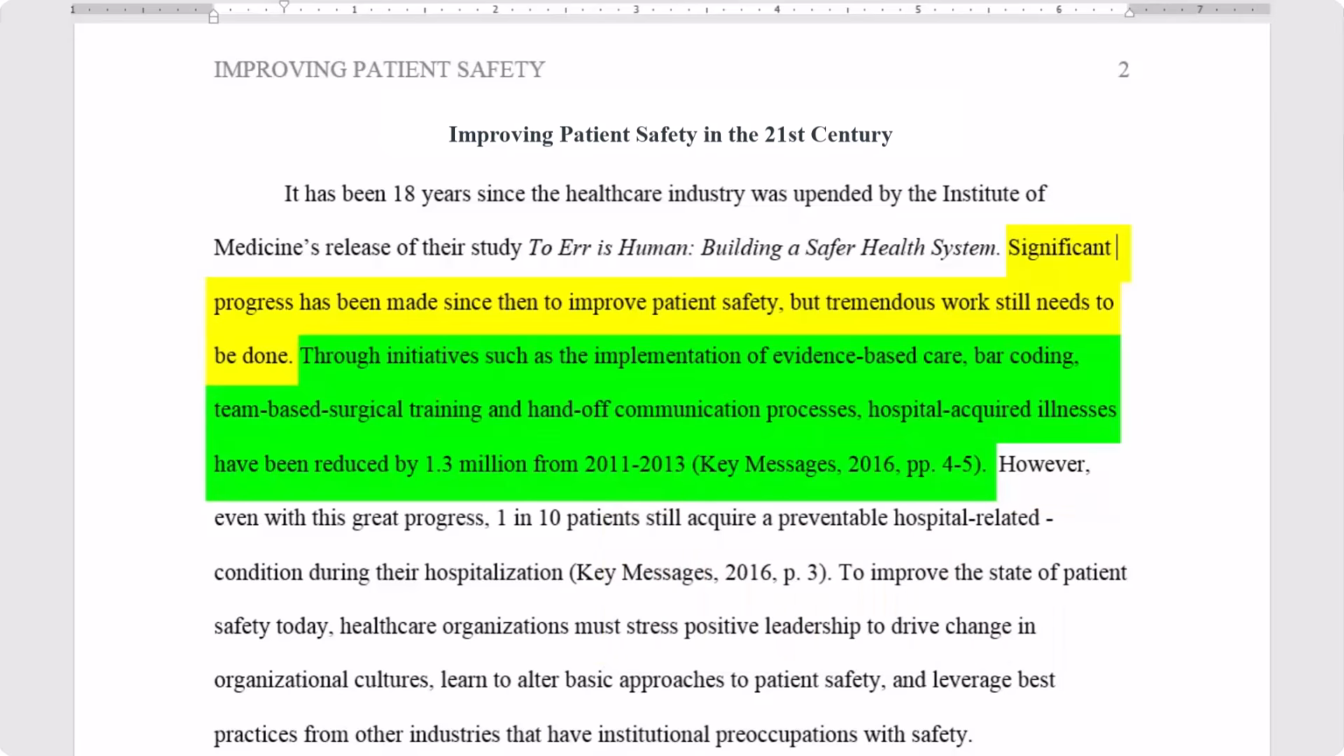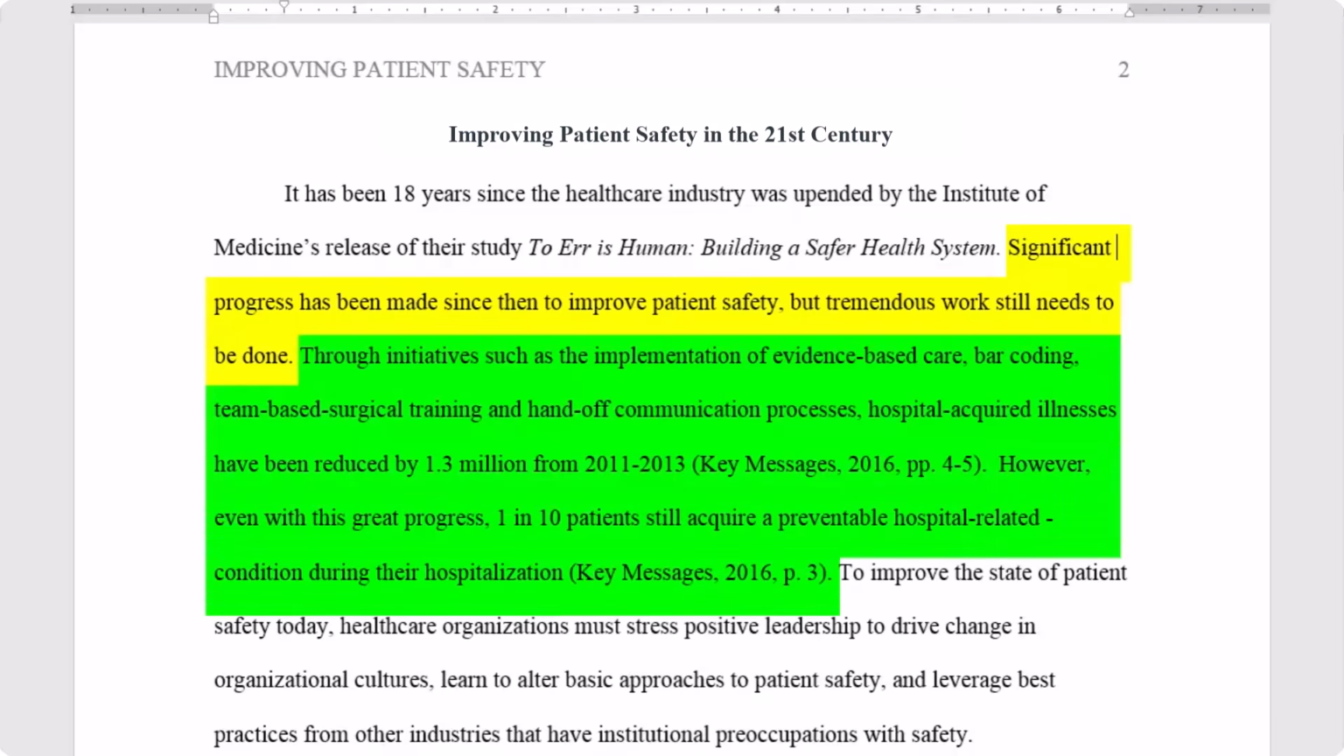Next, Marcellus backs up what he said about there still being room for improvement. He writes, however, even with this great progress, 1 in 10 patients still acquire a preventable hospital-related condition during their hospitalization. And he provides an in-text citation for these facts. Again, Key Messages, 2016, this time page 3.